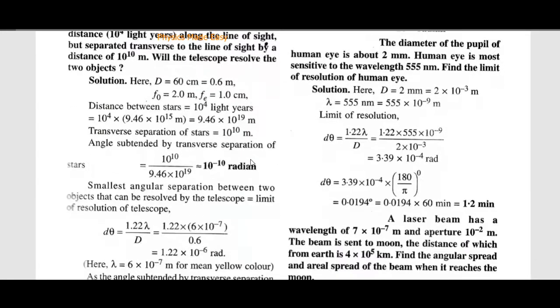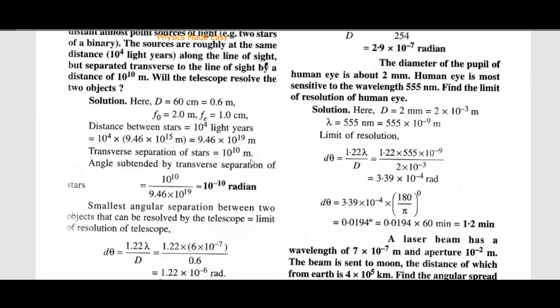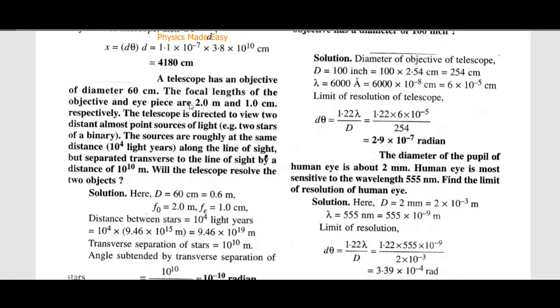Now, in this problem, he has given a telescope, the diameter of the telescope is given. In this very problem, the diameter of the telescope capital D is given, and the focal lengths of the objective and eyepiece are given. The telescope is directed to view two distant almost point sources of light, two binary stars. The sources are roughly at the same distance, 10 raised to power 4 light years, along the line of sight, but separated by a transverse distance of 10 raised to power 10.